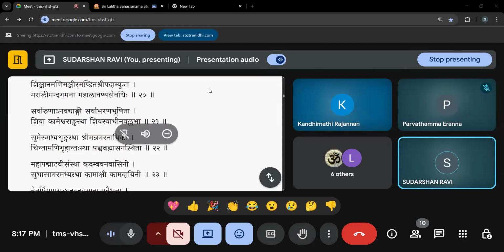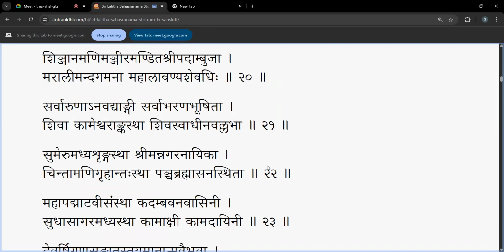Yeah, so we have been discussing the Q&A, some questions on the Lalita Sahasranama, and one of our sadhikas has asked why, in slokas like the 20th, "Marali Mandagamana Mahalavanya Shevadhi", it is "Shevadhihi"? Now, the two dots represent the Visarga, and a Visarga is where the pronunciation in itself is H, the half H sound. However, because it occurs at the end of the sentence, it will take on an extra swara which mimics the previous swara, which means "Shevadhi" would have been the case.